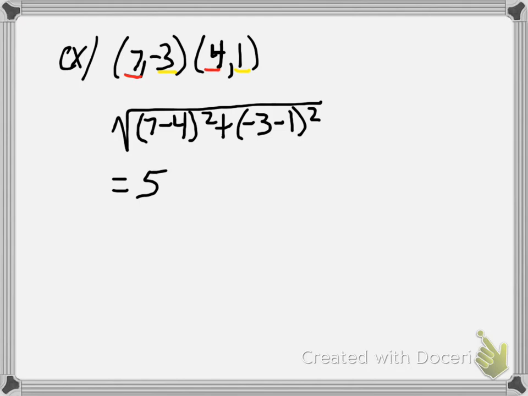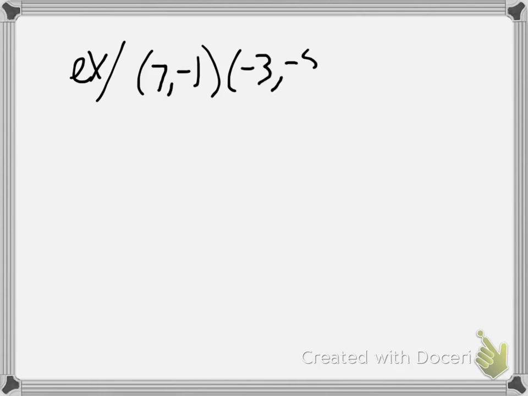A lot of students make very common mistakes when they're doing these. So pause the video, make sure you can get 5. If you're not getting 5, raise your hand, I'll come around and help you. Alright, so I'm going to pick some different numbers here. I'm going to say 7, -1, and -3, -5.